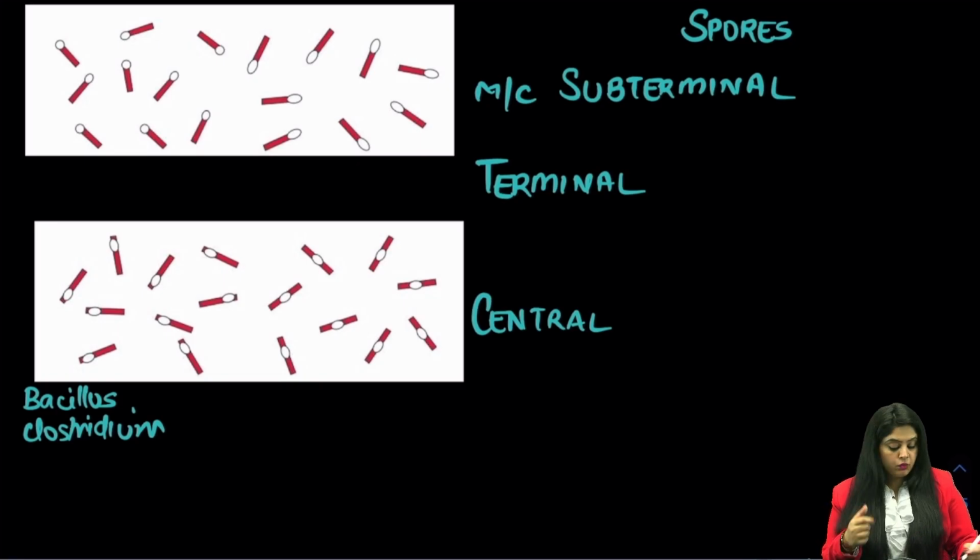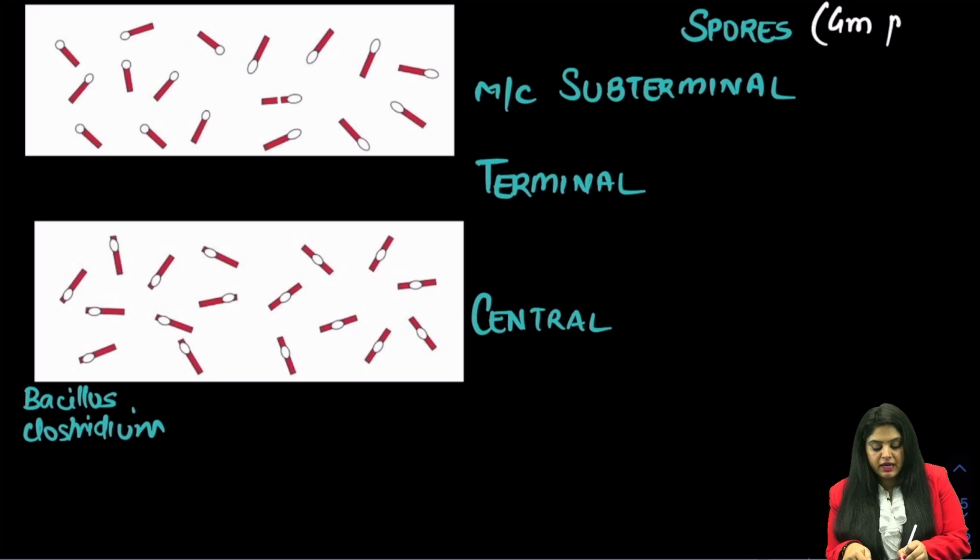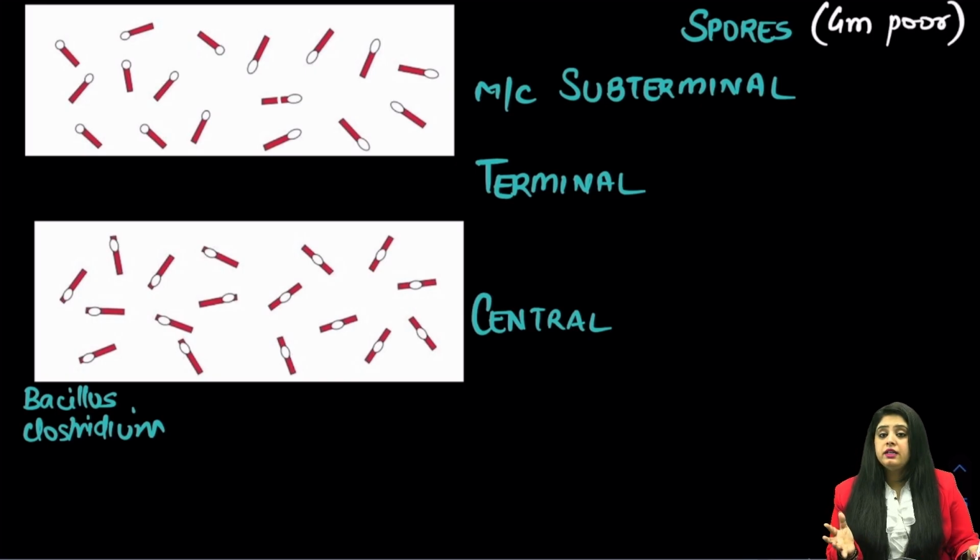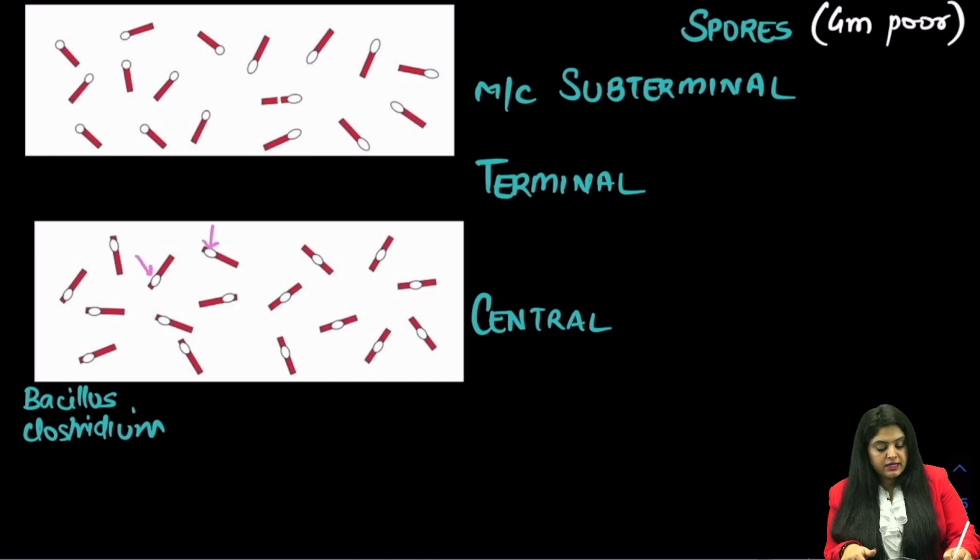Let's do it quickly. When I'm talking about spores, firstly spores have not taken a color because spores are going to be gram poor. They are not going to take up gram positive or gram negative. You'll see them as empty spots. Spores are not going to take up any color. So next question, what is the most common location before the terminal ending? It is subterminal. Most common is subterminal, but then they will ask you where are they terminal? Right at the end.